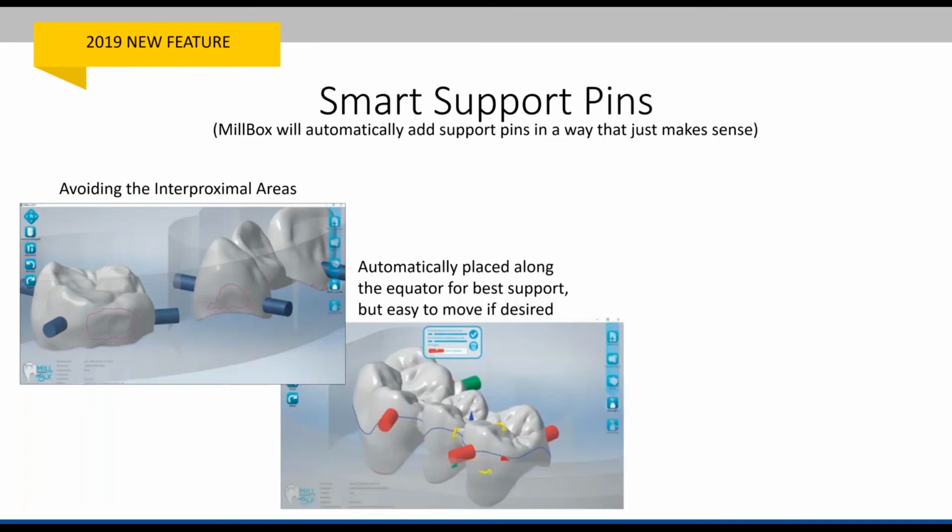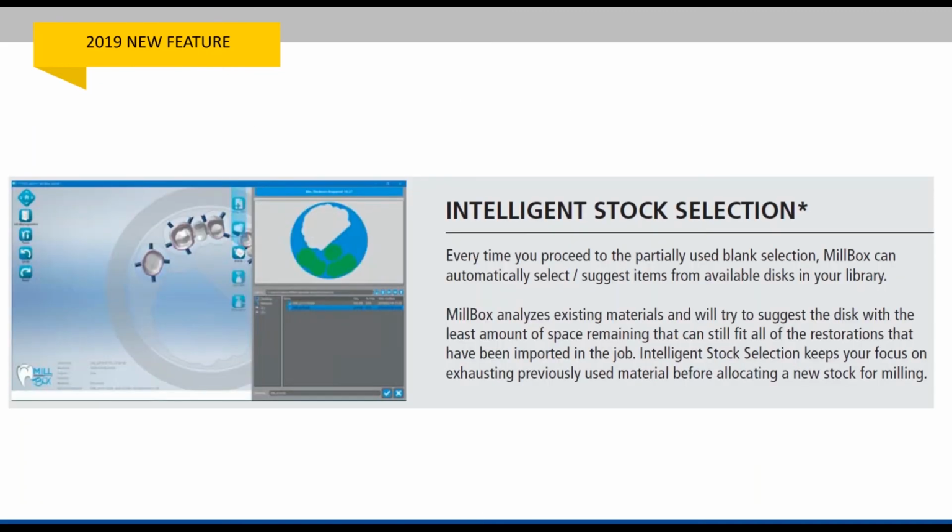Smart support pins, we talked about that. Intelligent stock selection, we just focused in on that one. You don't have a time savings on this one, but you can do the math for yourself on material savings. It's going to be a really, really significant savings.